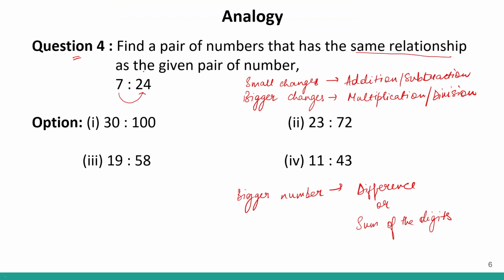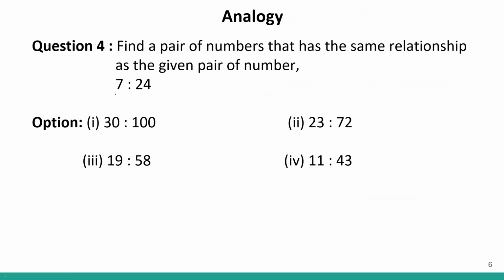So now I can see a bigger change, so I am assuming that we are multiplying. Now what should I do on 7 to get 24? If I multiply 7 by 3 and add 3, 21 plus 3 will give me 24. So if this is A and this is B, then A into 3 plus 3 is giving me B, correct? This is the logic.